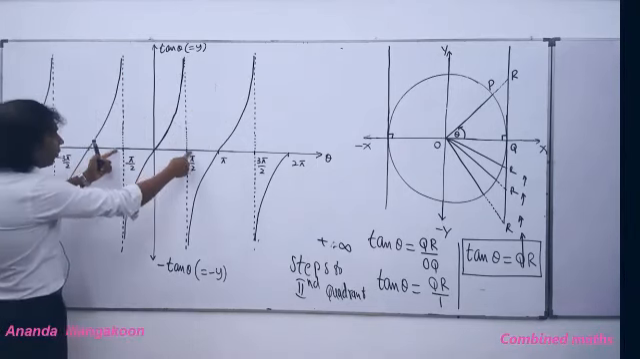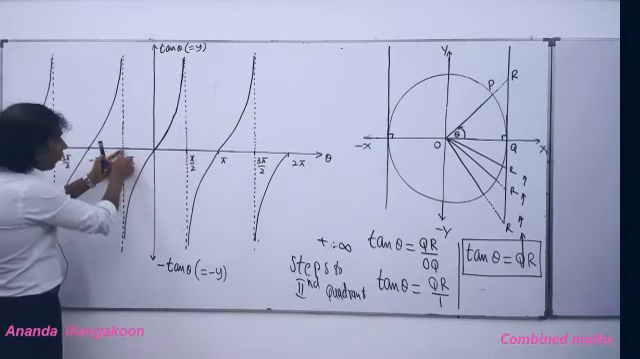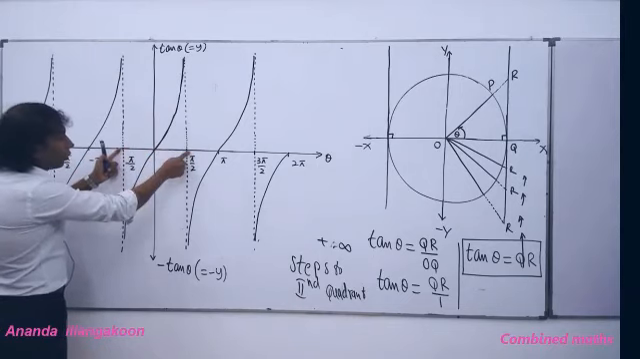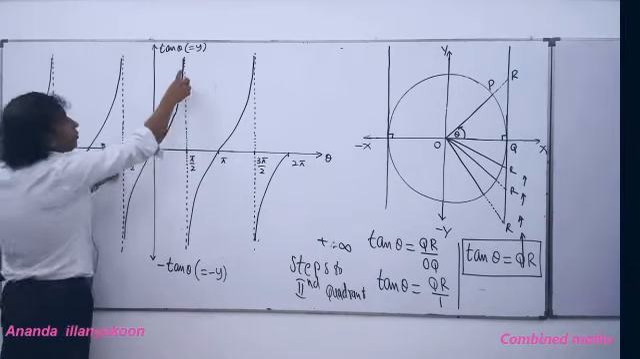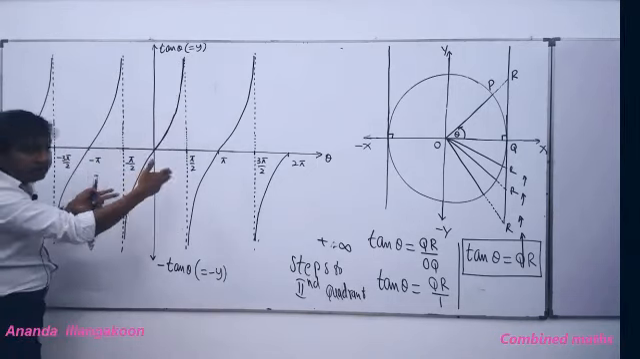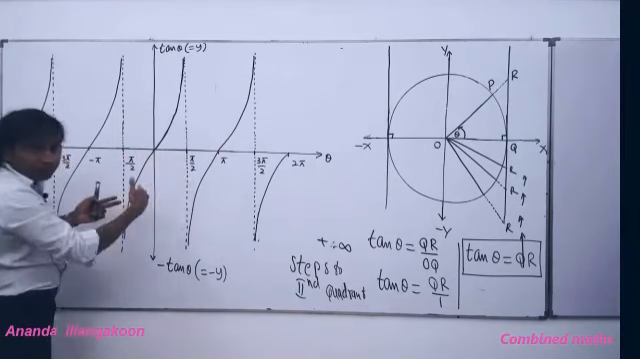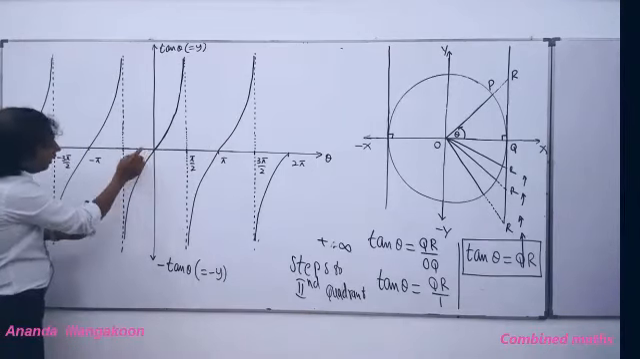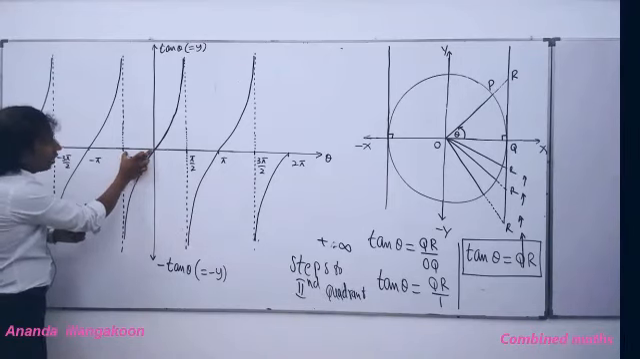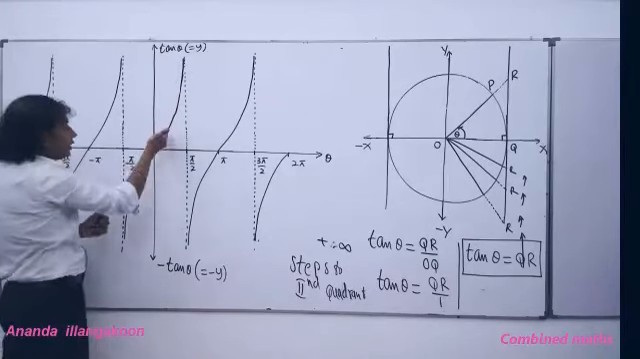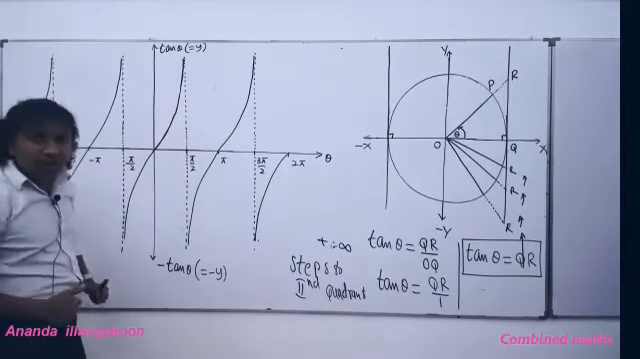This portion occurs from here to here 90, from here to here 90. Then from here to here, the total angle is 180. This portion is therefore lying in the interval of a 180 degree gap. Here, from here to here, minus 90 means the angle is 90, no? This is 90, this is 90. This gap is 180. Then this portion lies in the range 180.